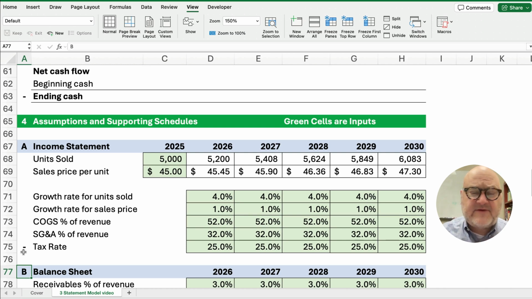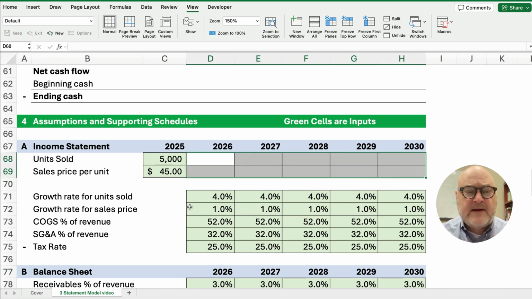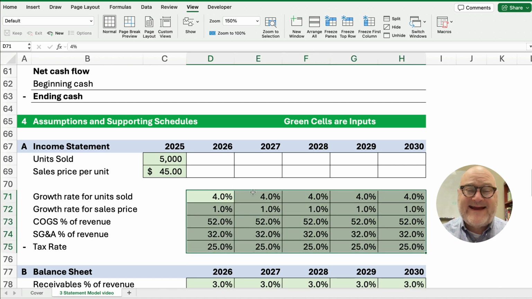I have a set of assumptions. I'm going to get rid of these that I've worked on right here. And so everything that's in a green cell is an input, and it's okay to change that. In fact, the only numbers I will enter are the inputs, and everything's going to be built on a formula. So it's dynamic.